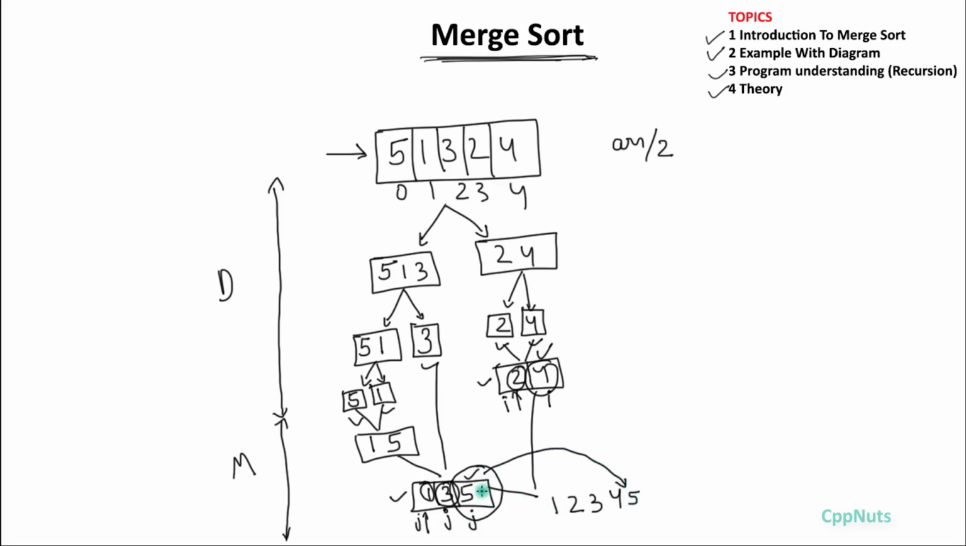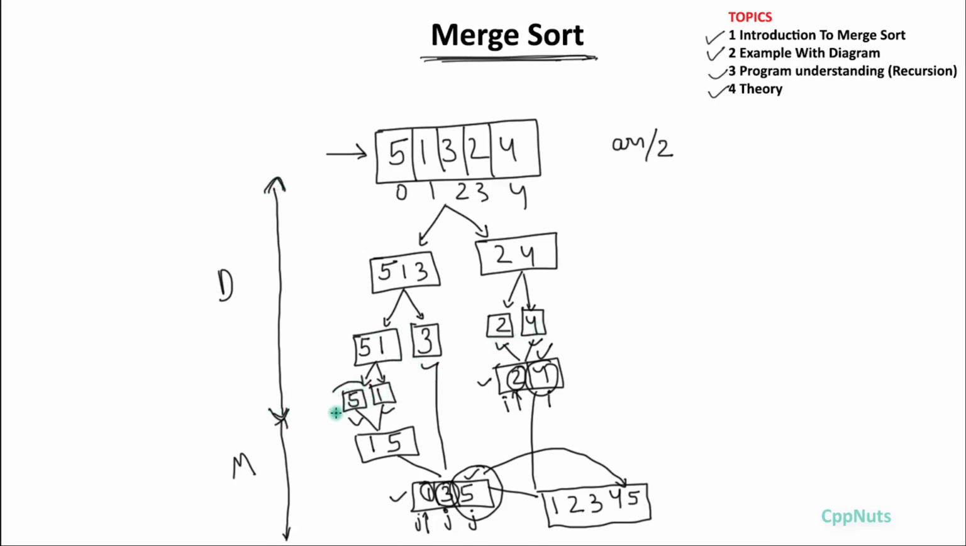Not only 5, let's suppose there are so many elements left over, you will copy all those elements as it is. Okay, so ultimately you will be getting a sorted array. Okay, so that's how you did it. Like, you divided it from here to here. Okay, until unless each and every element is broken into single array elements.